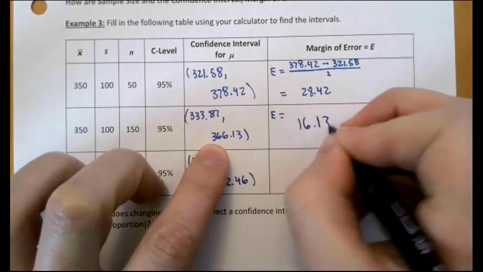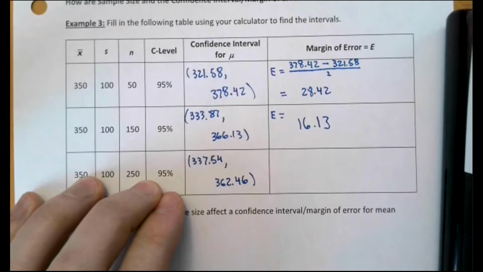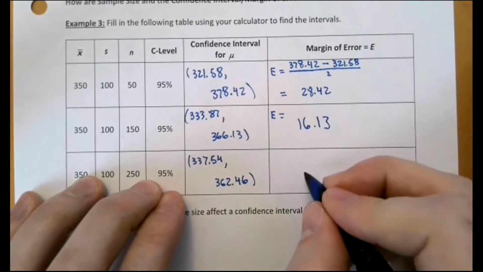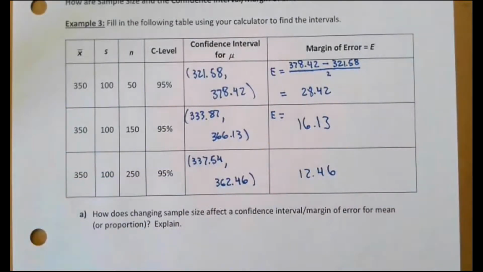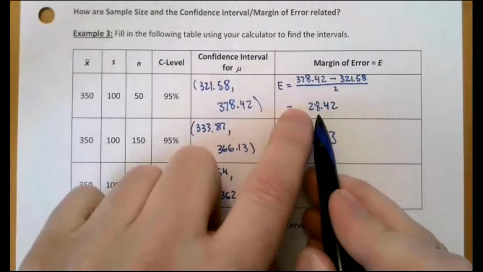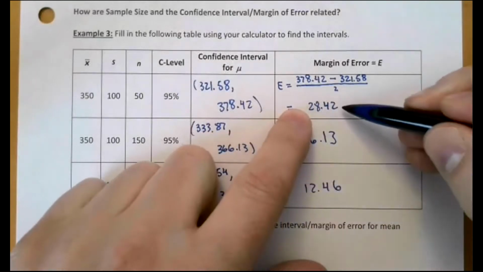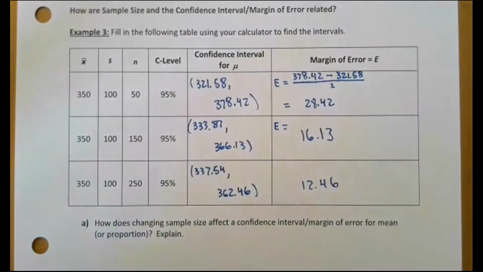16.3 for this one. And 12.46 for the last one. So another way to note numerically, recall that this is twice or half the width. So we've decreased the margin of error when we increase the sample size. So here's a logical explanation for that.